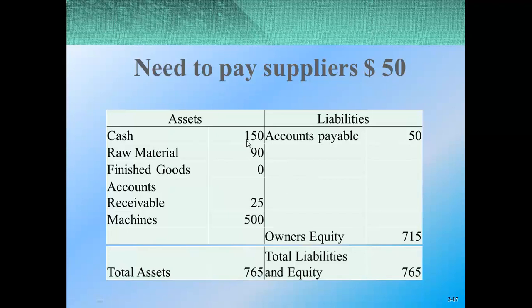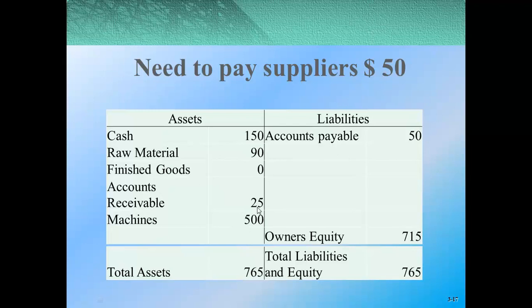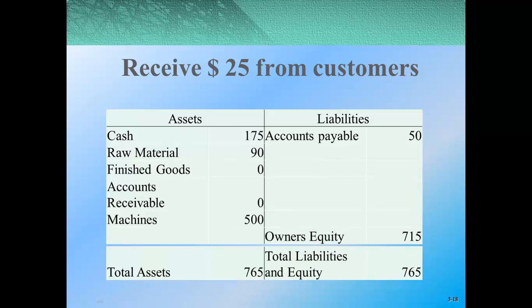That's the important part. Now let's receive $25 from customers. If we receive $25 from customers, our accounts receivable goes down to 0, and cash increases because we've got $25. So cash becomes 175, accounts receivable becomes 0, and the total size of the balance sheet is 175 plus 90, 265 plus 500, 765, and that's the case on the right hand side as well. So the balance sheet is still balanced. So the takeaway here is when accounts receivable decrease, cash increases.